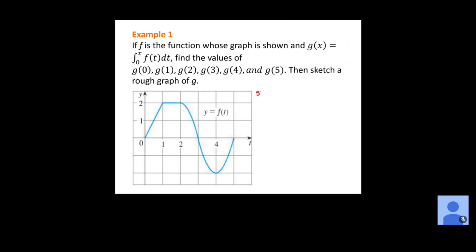If we're looking for g of 0, well, 0 is an x value. So we're looking for the integral from 0 to 0 of f of t dt. What would the integral from 0 to 0 be? It's 0, right? If the upper and lower limits are the same, we had a property that said that should be 0, because in this case, there would be no area in that region, because there is no region. Any questions about how we got that one?